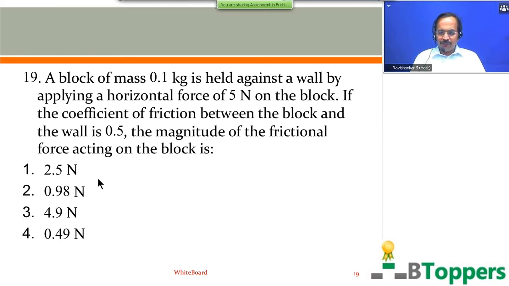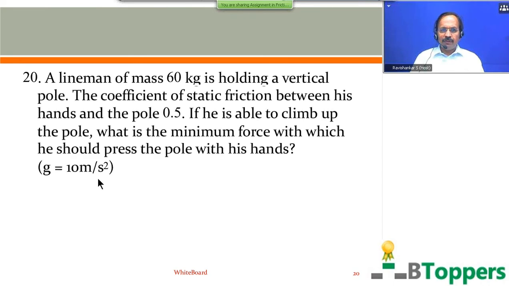In case you need more time to answer the question, you can take a pause and take your own time. I'm going to show you the next question on screen. See the question number 20 here.